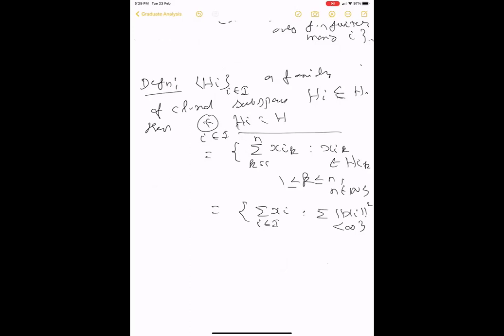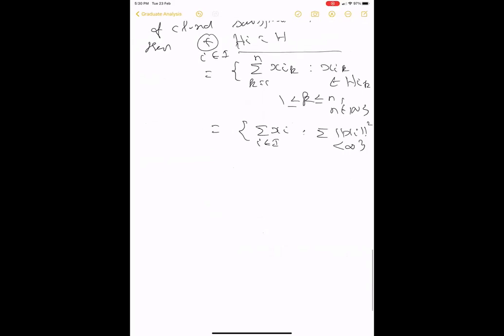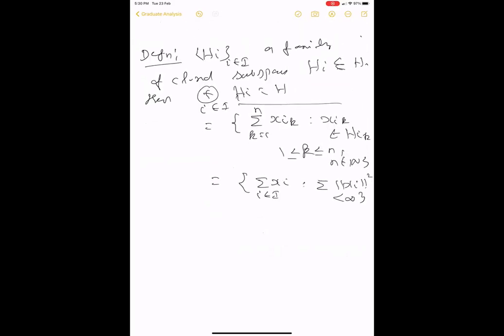Sir, p is 1 here, so why are we taking the norm squared? No, p is not 1, p is 2 for a Hilbert space. For the Hilbert space direct sum norm, you use 2, not 1. If you use 1, that is the L1 norm. The Hilbert space norm is always squared. Okay? Yes, sir. Okay.